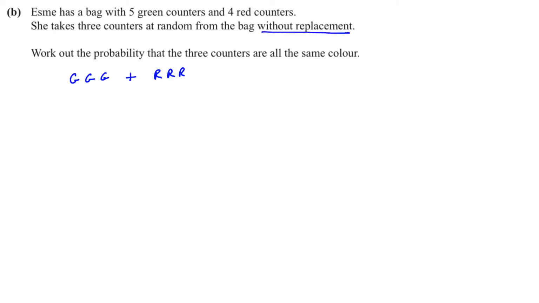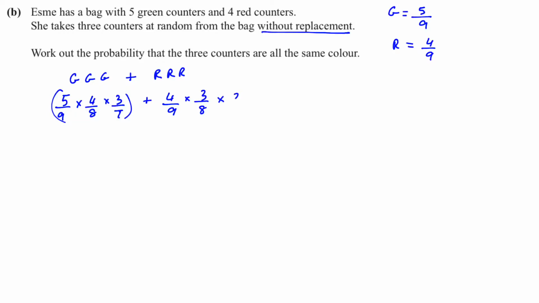Remember that it is without replacement. So every time, one number will become less in the total and also on the top. So the probability of green, first, let's write down here, is 5 over 9. And the probability of red is 4 over 9. So the first probability is 5 over 9 times, remember when it became less, 4 over 8 and 3 over 7. For the red, our first probability is 4 over 9. The second will be 3 over 8 and 2 over 7. So we just have to put this together. This is the probability of same color. And we will get 1 over 6 as our answer.